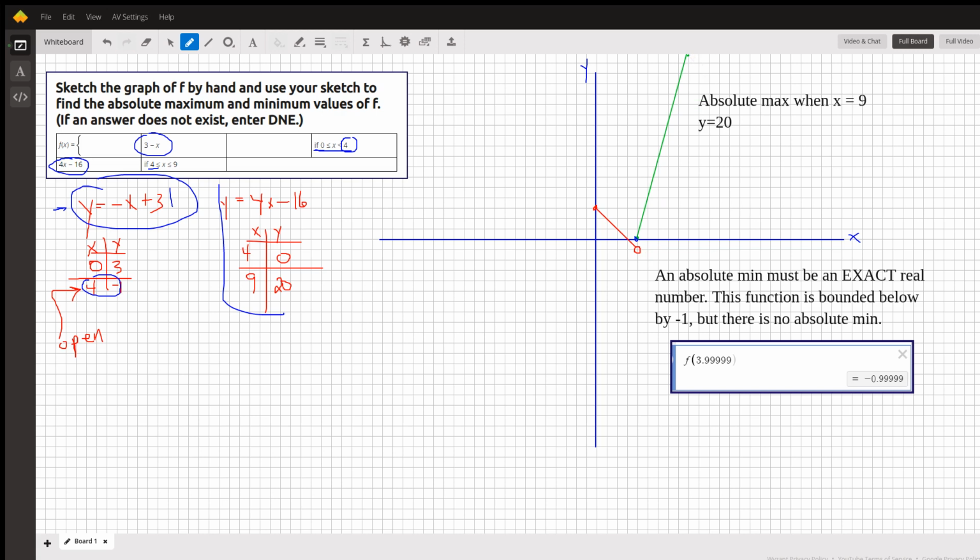9, 20 kind of went off the chart here. It's up here somewhere. And that's where the absolute max occurs. When x is 9, y is 20.